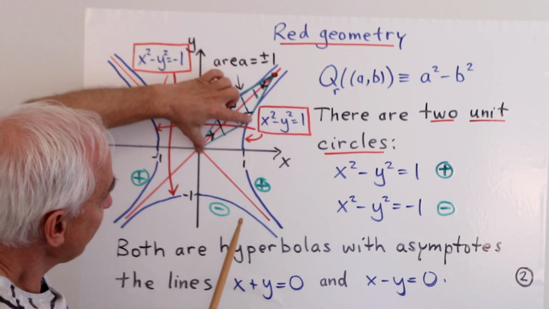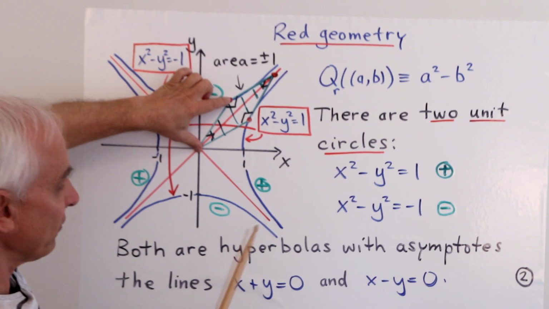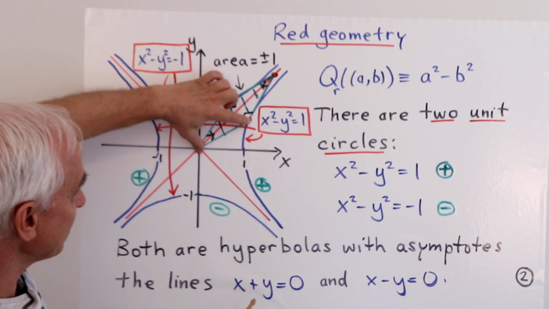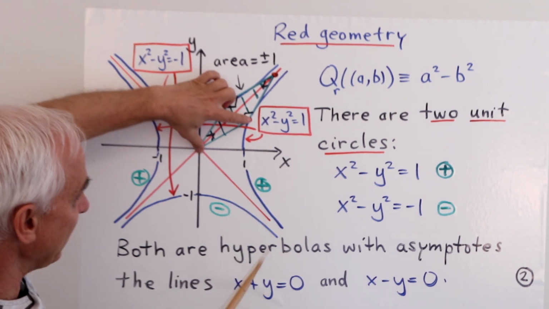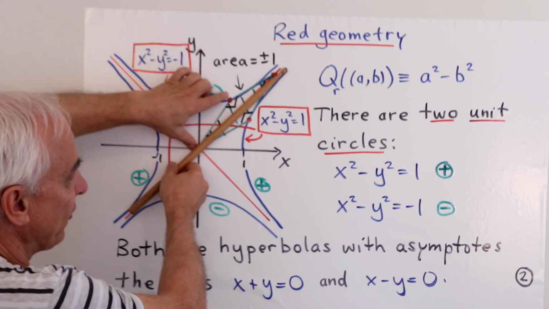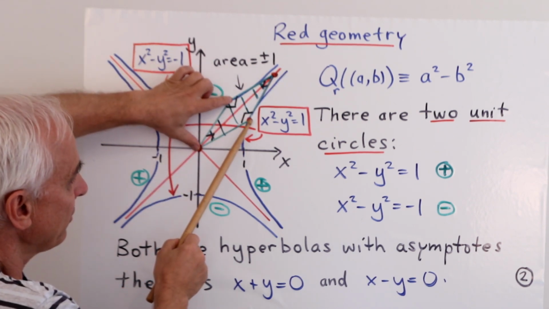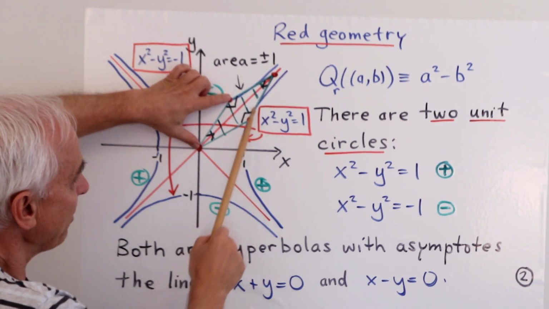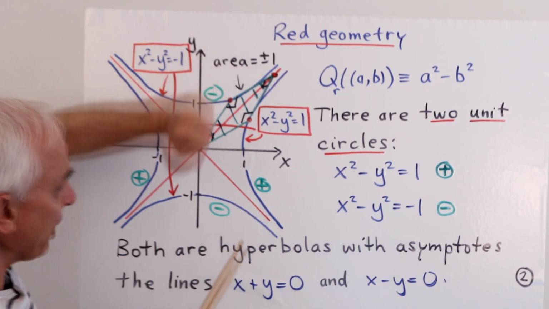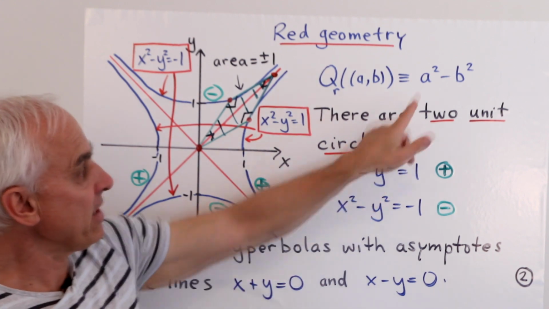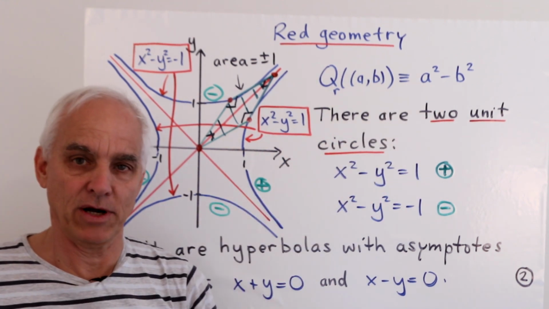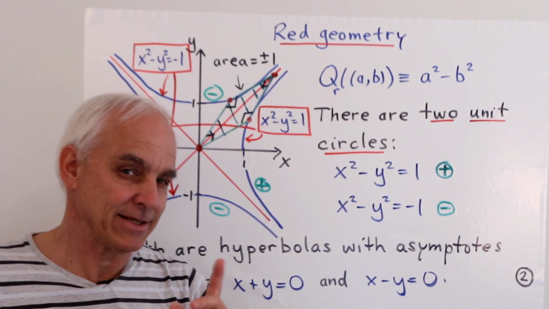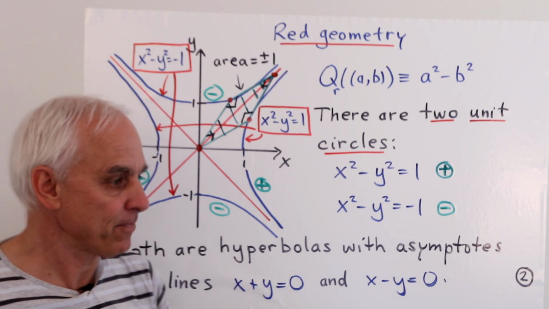If this is a vector v, then this is what we called v super r. It's a reflection of the vector v in this line y equals x. These two points together with the origin form this parallelogram here, and it's the area of that parallelogram that's really being captured by a squared minus b squared. More precisely, the signed area of that parallelogram.